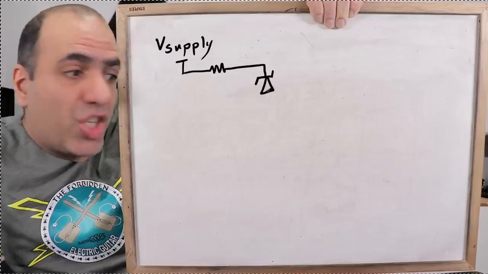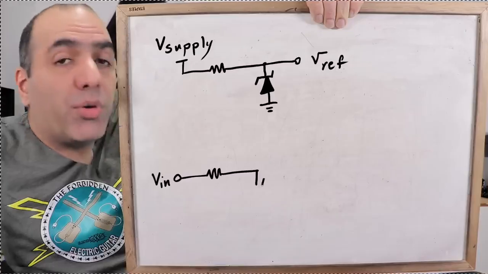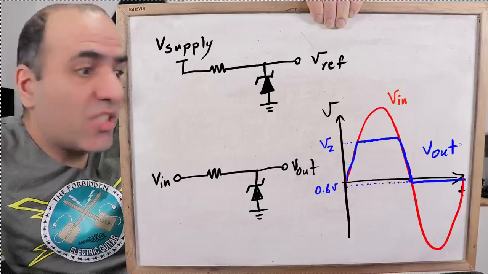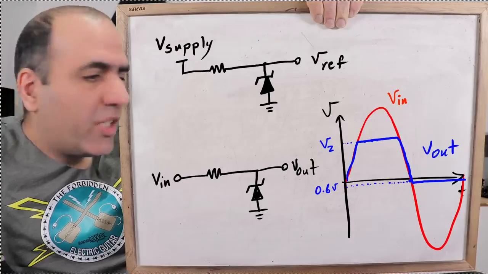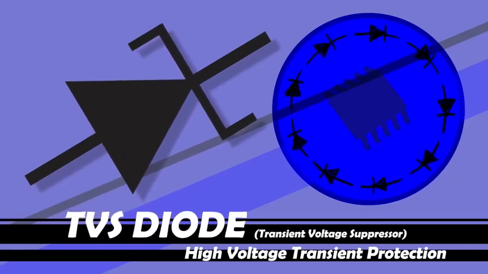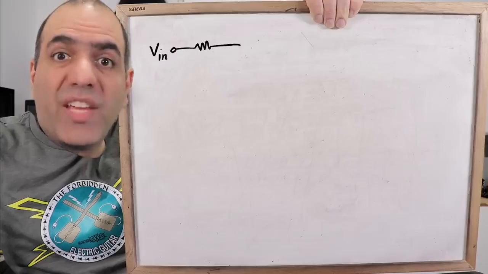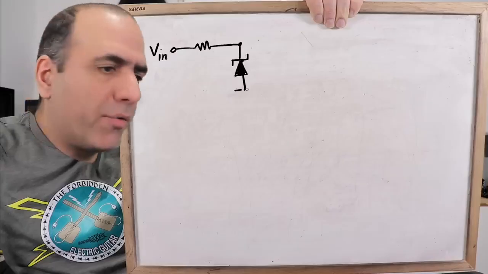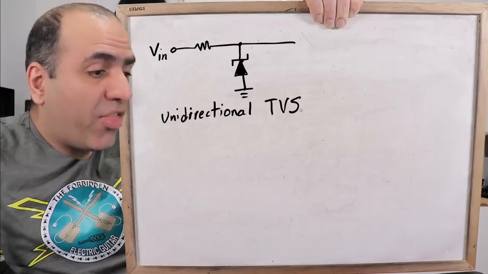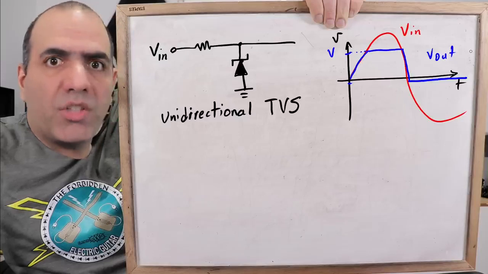Zeners can be used to generate fixed voltages as references, or they can be used to protect the circuit against high voltages by clipping the large voltages like this. In case of protection, they typically call such diode TVS or transient voltage suppressors, which are much faster to react to transients and are more powerful. A single one called a unidirectional TVS like this is placed in reverse on signal lines to clamp over voltage like this.